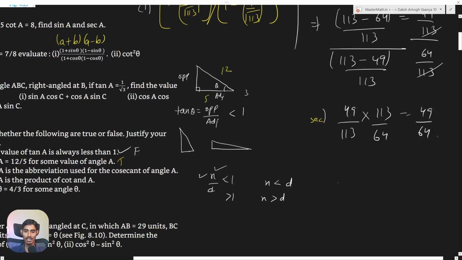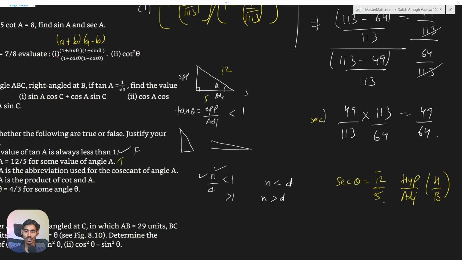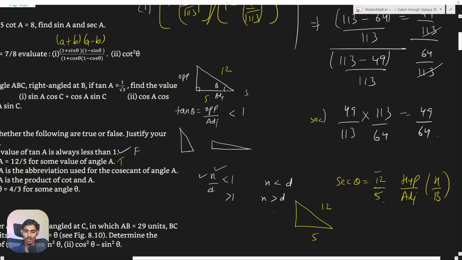See, secant A, or theta, whatever it is, is 12 by 5. That means hypotenuse by adjacent or base, h by b. So can you have this hypotenuse as 12 and adjacent as 5? Yes. That's the question basically. If you want to check, you can have the diagram. 12, this is 5. By the way, what would be this? This would be 144 minus 25, which is 119, I think. That's how you found this. But that's not needed here, right? Why are you going for 119?